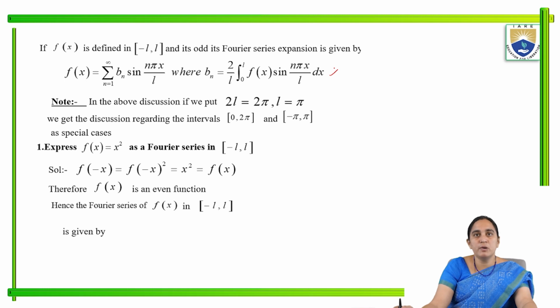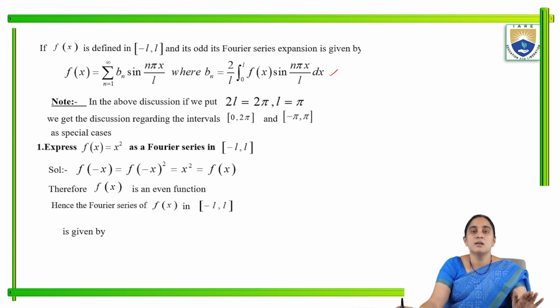Bn is equal to 2 by L into integral 0 to L f of x into sin n pi x by L dx. If the function is odd, the series is very simple, only the series with that Bn. Then the Bn formula is 2 by L into integral 0 to L f of x into sin n pi x by L dx.